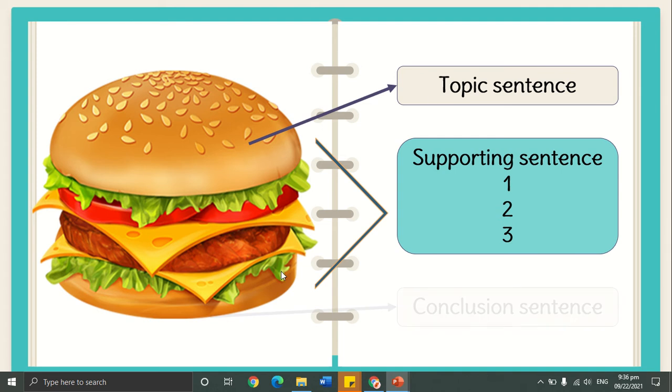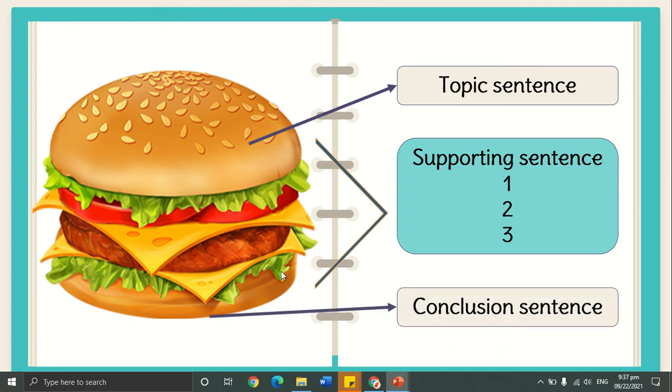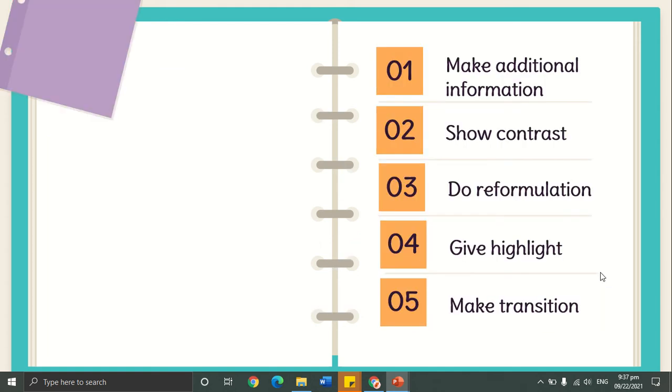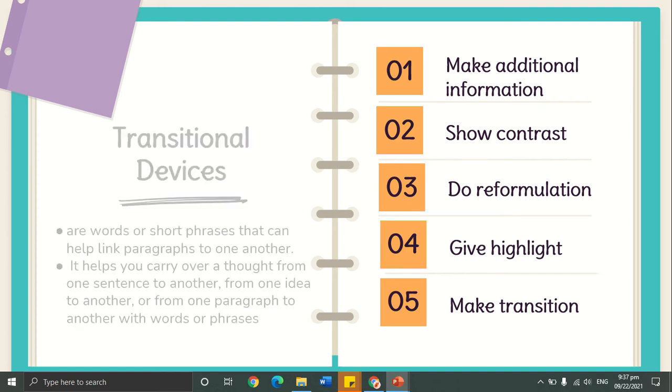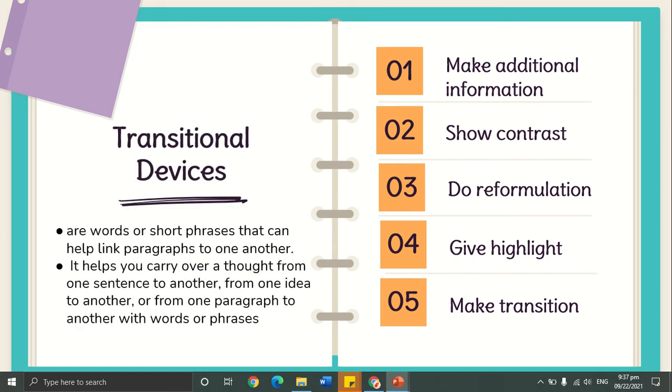While the bottom bun is what we call the conclusion sentence. So when we say conclusion, we do not add new information anymore. Instead, what we do with the concluding statement is that we simply restate what has already been given. But of course, in a paraphrased manner. And to help us with the idea development, we use transitional devices. These are words or short phrases that help us link paragraphs to one another.